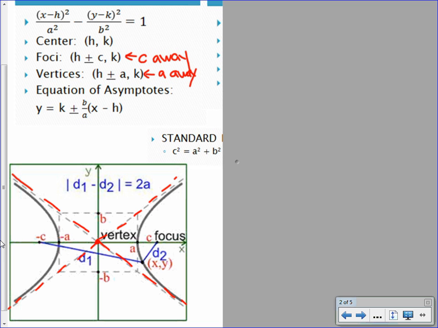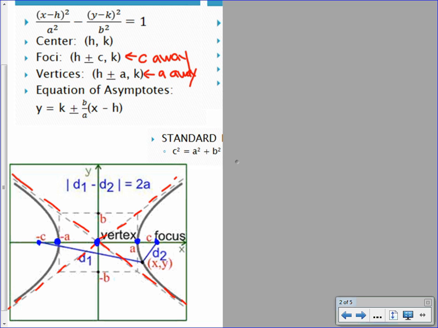Okay. All right. So back to the graph. Just like in an ellipse, we plot the center. We plot our vertices, a away. We plot our foci, c away. This time, our foci are going to be farther away from our center than our vertices because they have to sit inside of the curve. So our c is going to be bigger than a. Now, do you notice how there's this rectangle here?